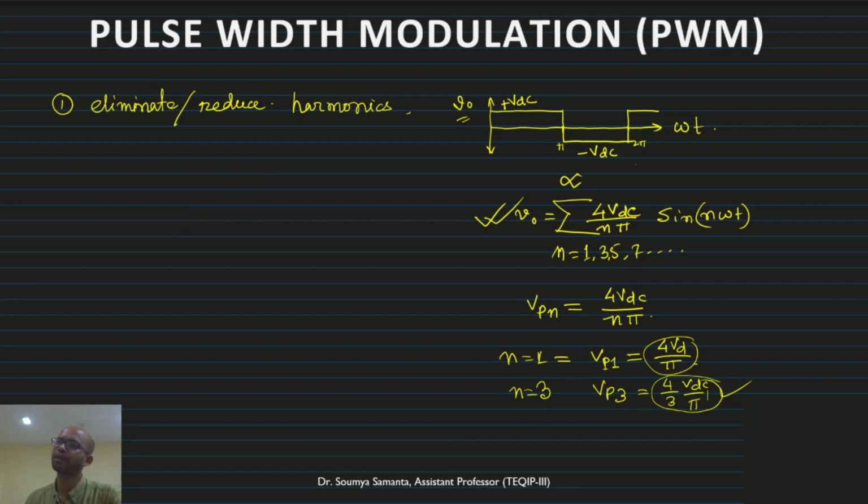Next, what is the value if I find out the peak value? The fundamental peak value will be around 0.9 of VDC. 0.9 of VDC means 90% of this value. So around this value we will get the peak. This will be the fundamental.